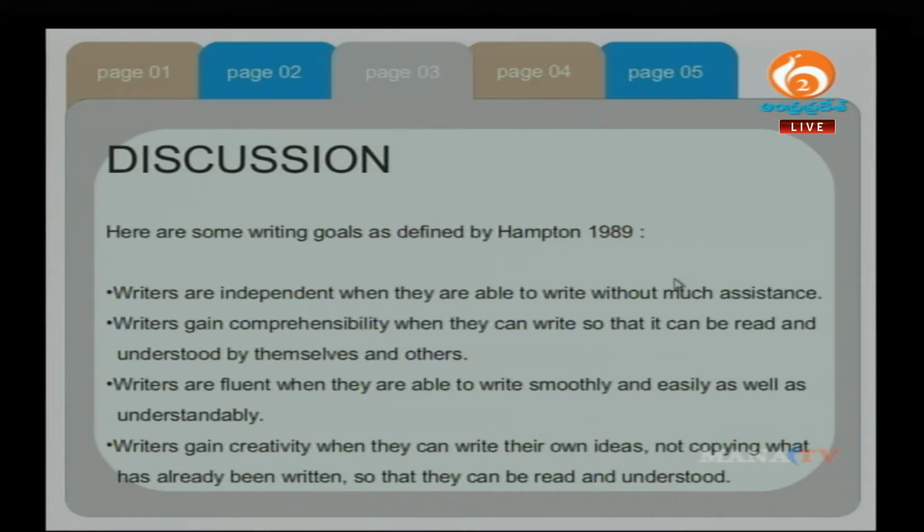And going on, writers gain creativity when they can write their own ideas, not copying what has already been written, so that they can be read and understood. Well, copying is an easy job. It is not a bad idea to get thoughts from other texts, books, journals, magazines, websites, newspapers, or maybe hearing a speech, and we can certainly take these thoughts to make the writing apt and tangible.